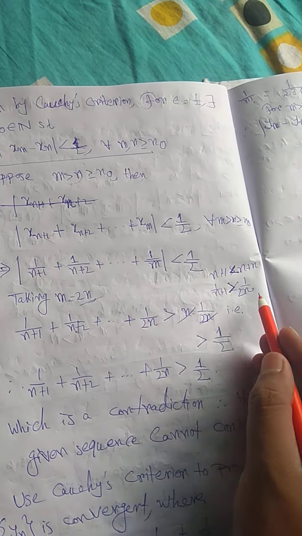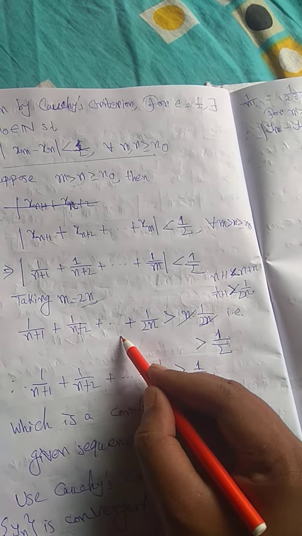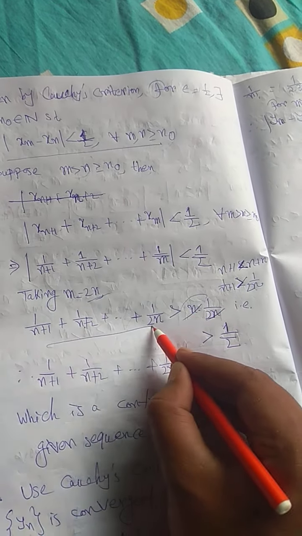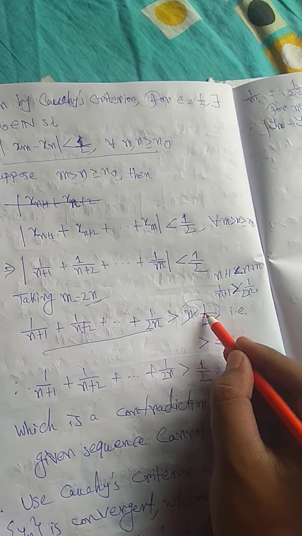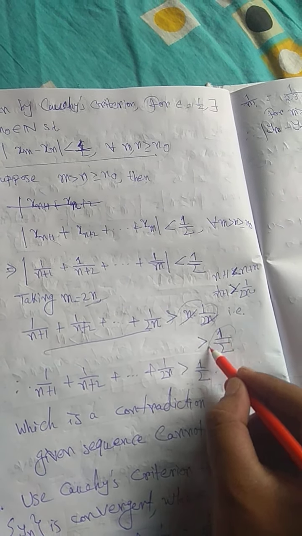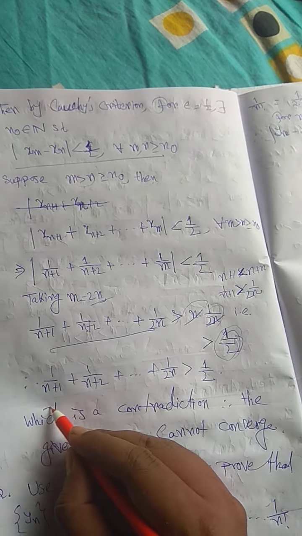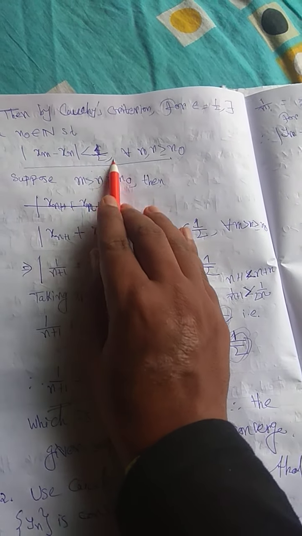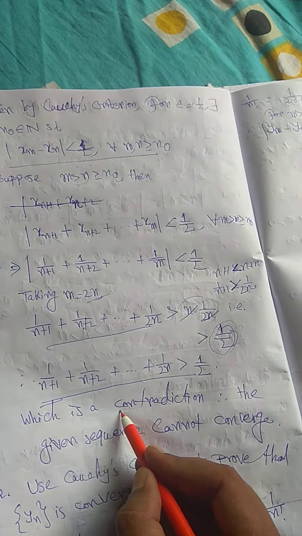Similarly, 1 by n plus 2 is greater than 1 by 2n, 1 by n plus 3 is greater than 1 by 2n. So ultimately, there are n number of terms over here which are greater than 1 by 2n. So n cancels, ultimately half. So this sum is greater than half. But I assumed this is less than half, which is a contradiction.